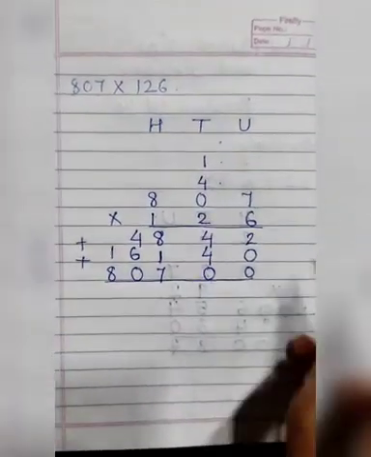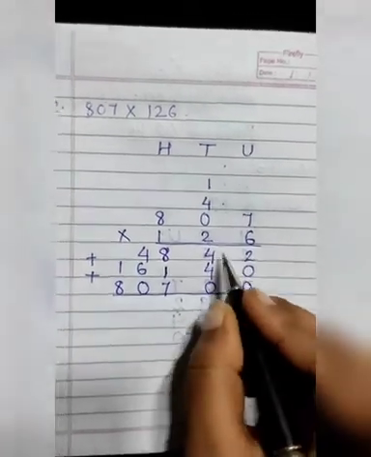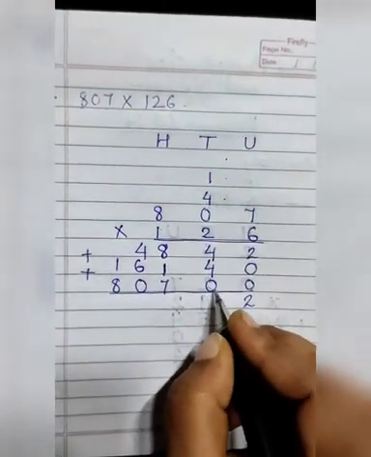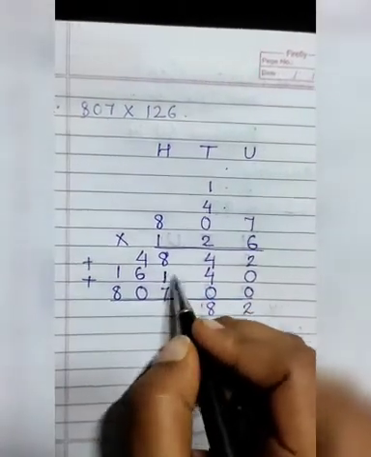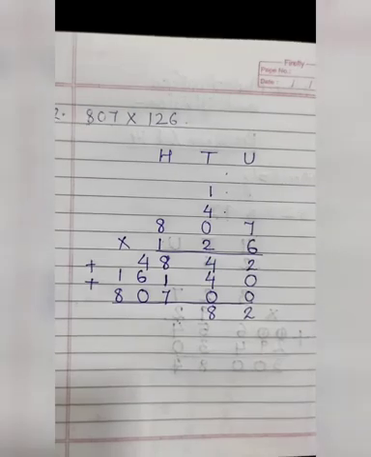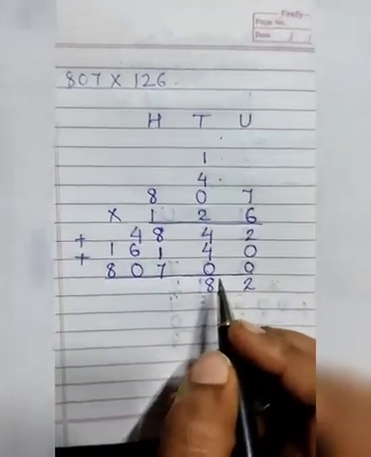See. Now 2 plus 0 will be 2. 4 plus 4 will be 8 and plus 0 will get the answer as 8. Now 8 plus 1 will be 9 and 9 plus 7 will be 16.